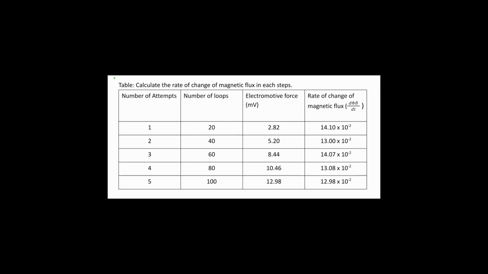This is the table I've obtained after the experiment. This table contains the electromotive forces measured by multimeter after each draw and the calculated rate of change of the magnetic flux values for these attempts. As is expected from the formula, the rate of change value increases proportionally with the number of loops in coils.